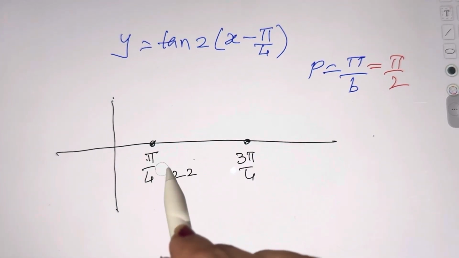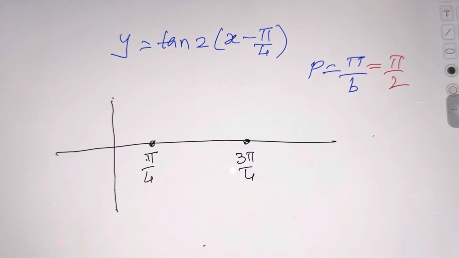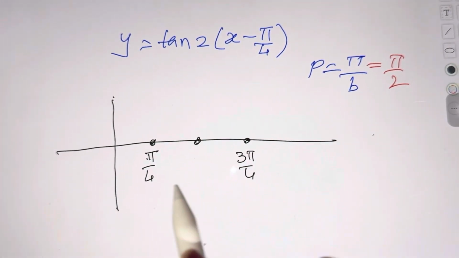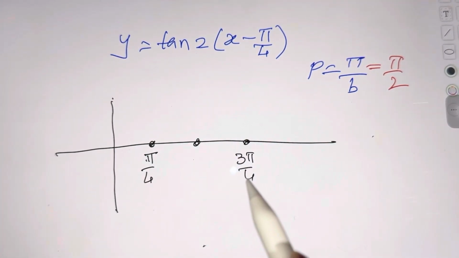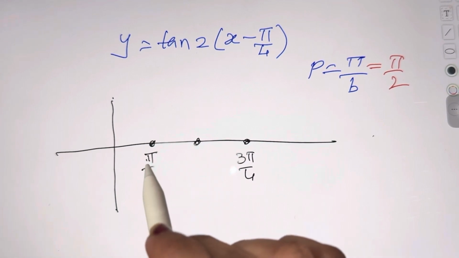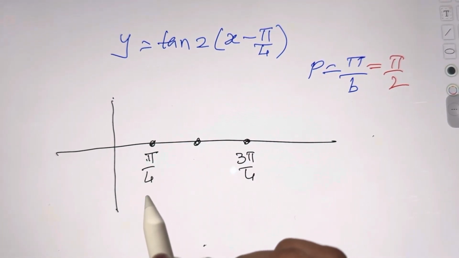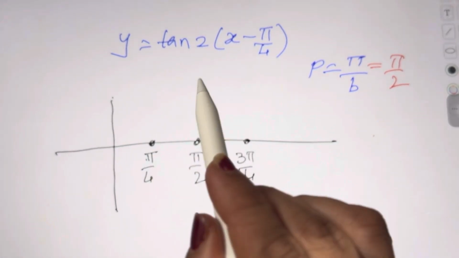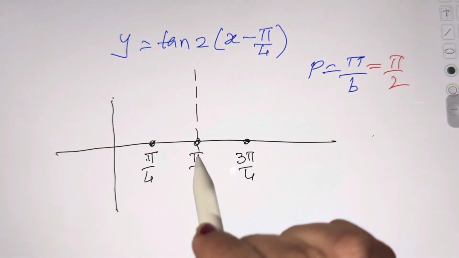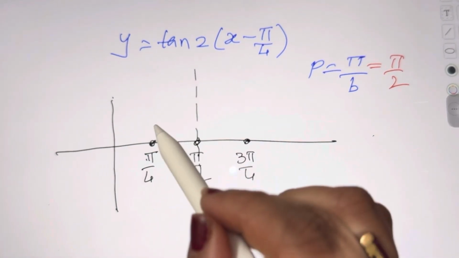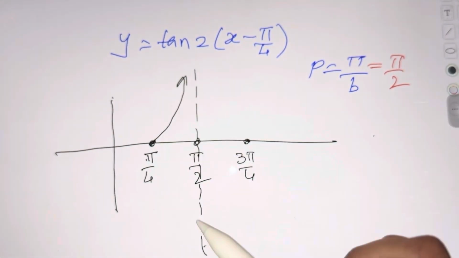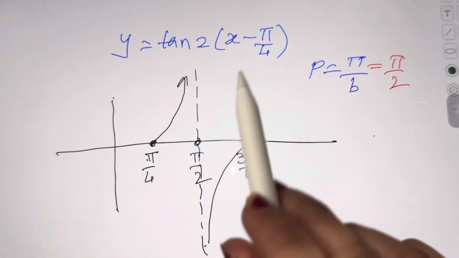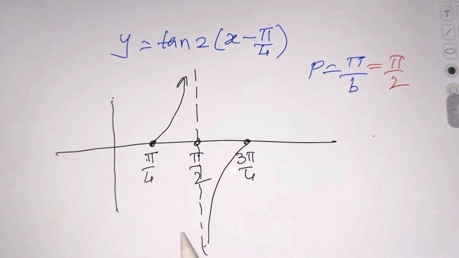3 pi over 4. And find the middle point. How to get the middle point? Add those two and divide by 2. 3 pi plus pi, 4 pi by 4, which is pi divided by 2, pi over 2. And what is the trick? The middle point is the asymptote. And your graph will be this and your graph will be this. That's it, you got it. See, this transformation in one class, you got it.